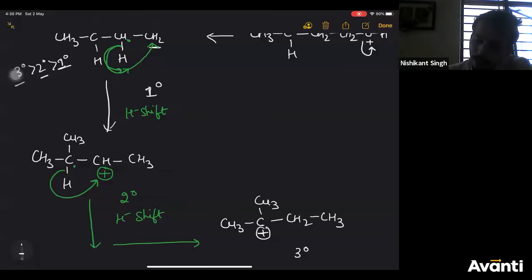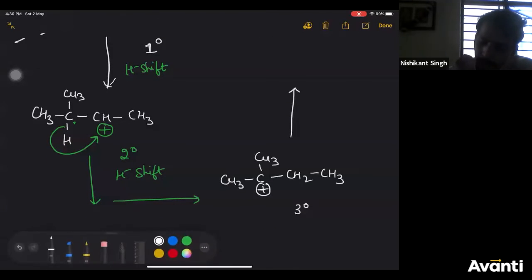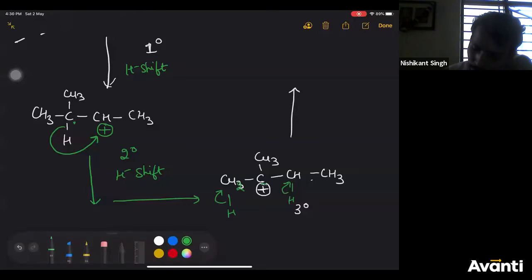Now last step is to form double bond. Now see that also carefully. If you take this carbon having positive charge, next carbon, this CH bond can break or this CH bond can also break. So you can get two different alkenes here. Let us see what are the two different alkenes you'll get.